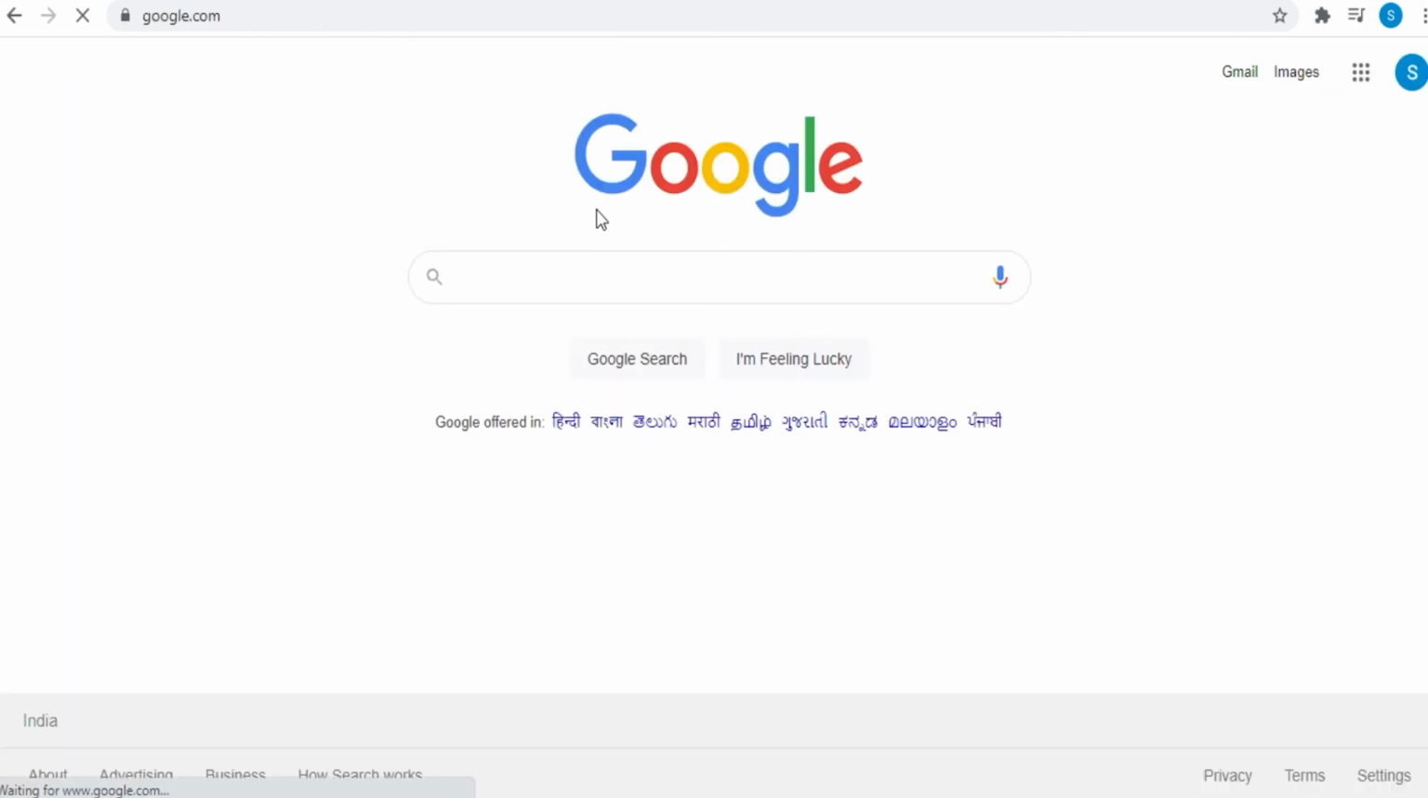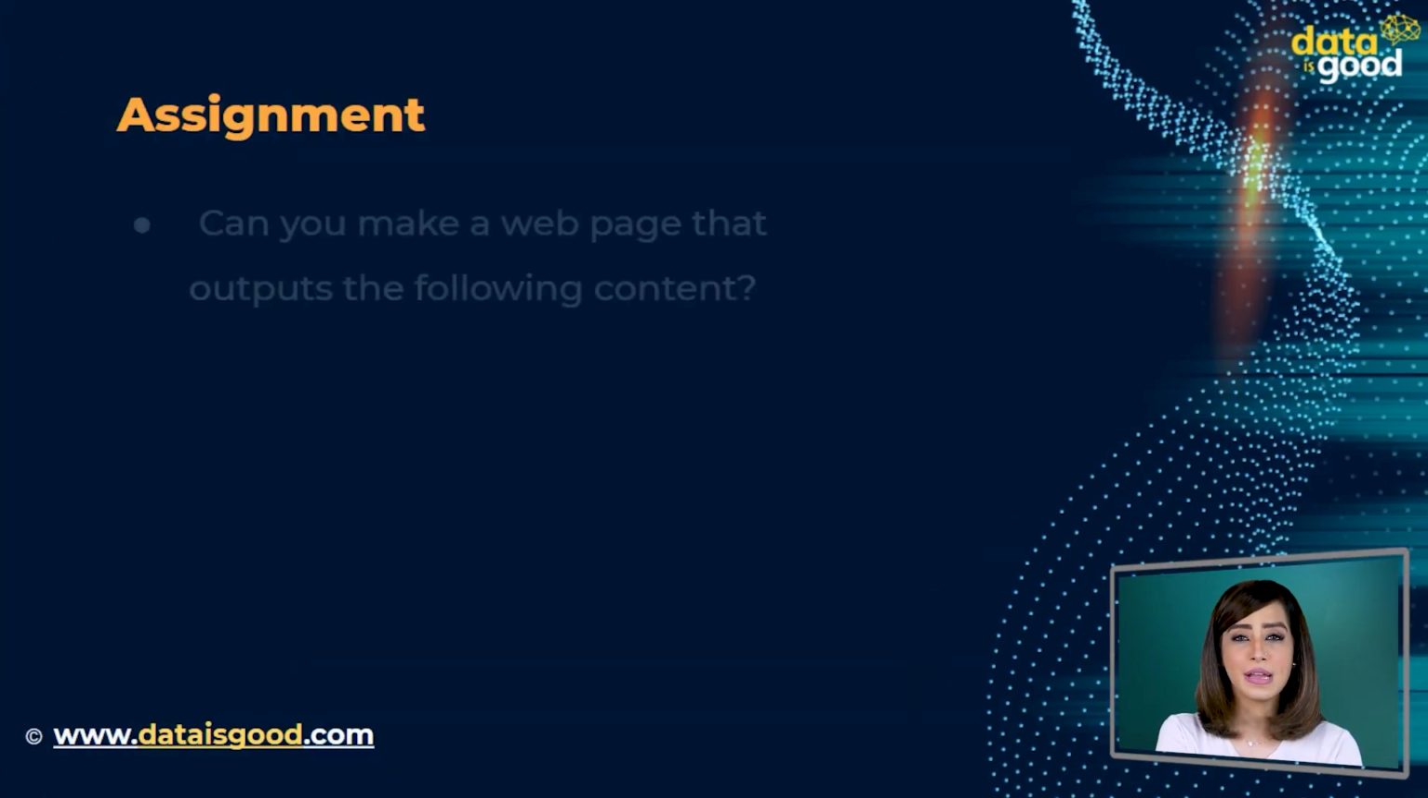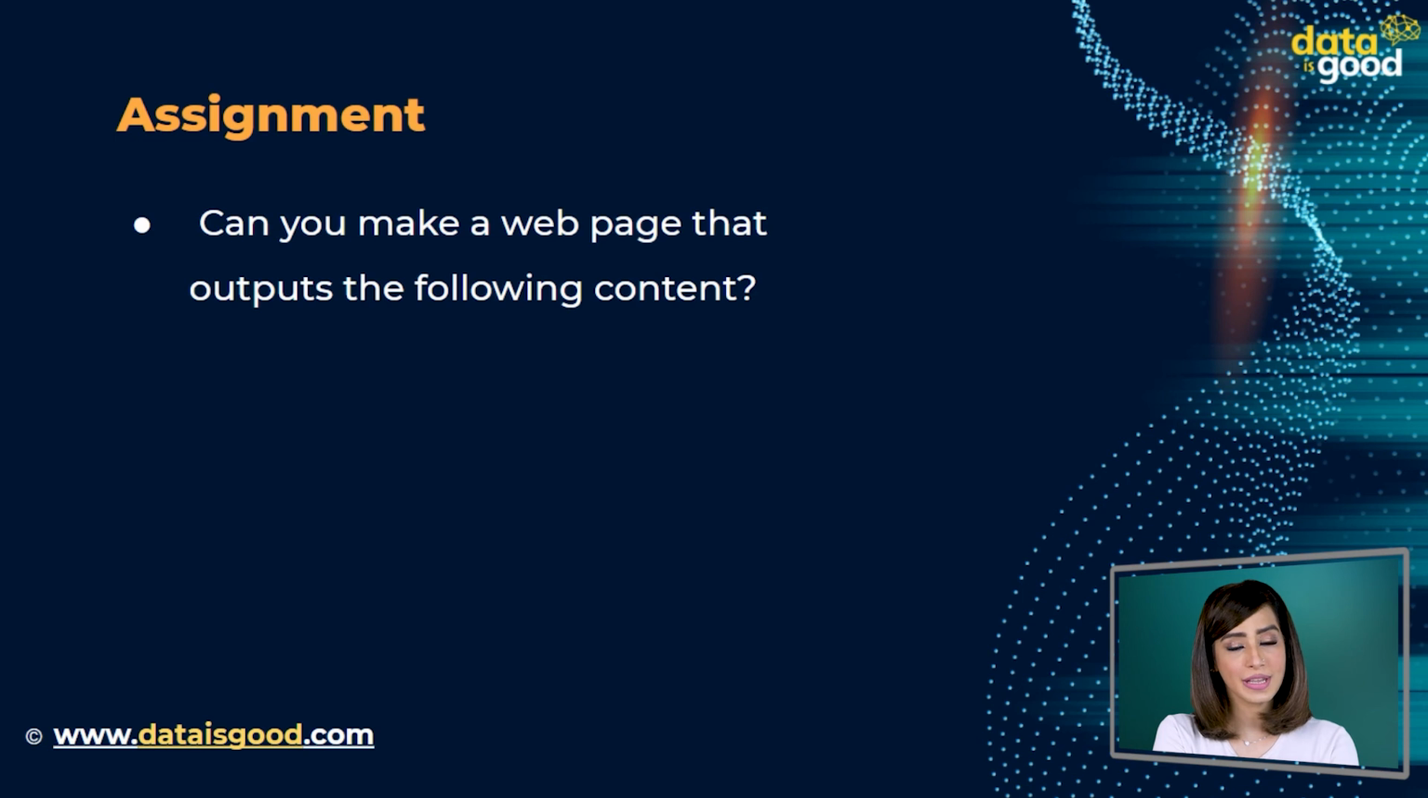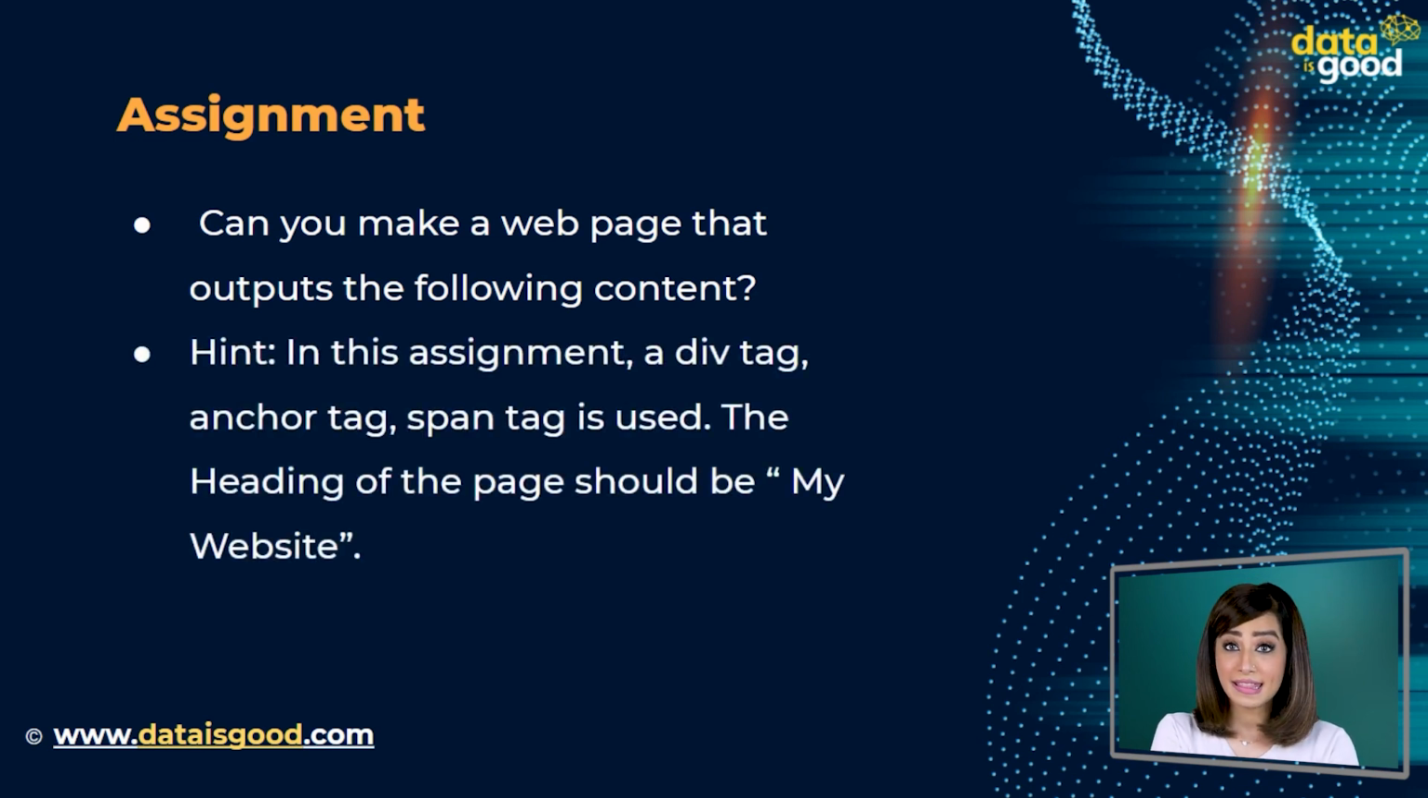So, we have learned about the HTML elements and different types of HTML elements. Here's an assignment for you. Can you make a web page that outputs the following content? Hint: in this assignment, a div tag, anchor tag, and span tag are used. The heading of the page should be My Website. You can download the solution from the resources.